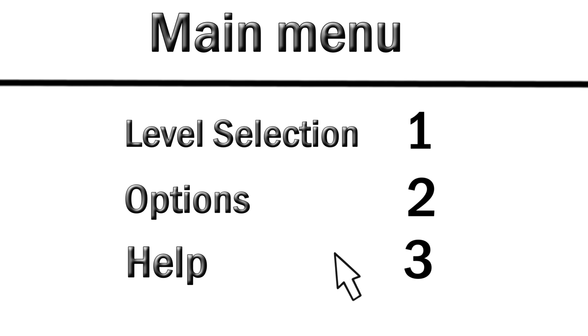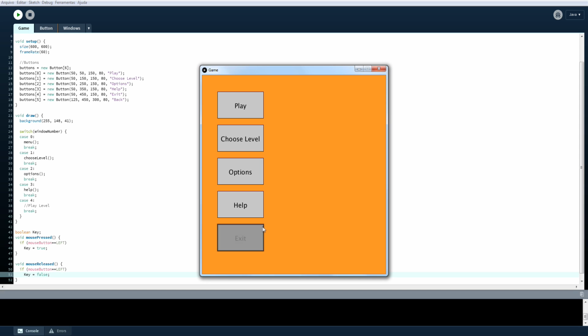Each window has a proper number. Like the main menu is number 0, level selection is number 1, options is number 2 and help is number 3. If you press a button, it will change the window number. It always draws the window according to the window number. Now, if I test the game, it will change the window if I press a button, and there's a back button to return to the main menu.